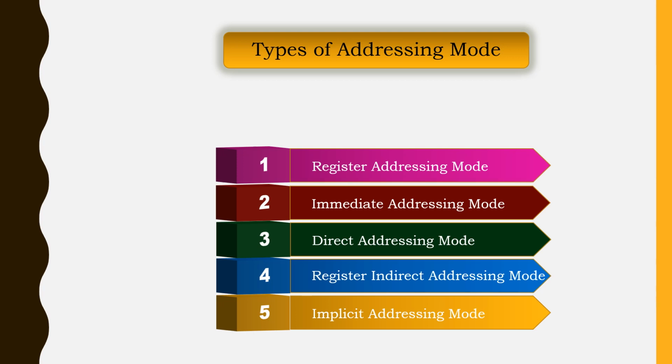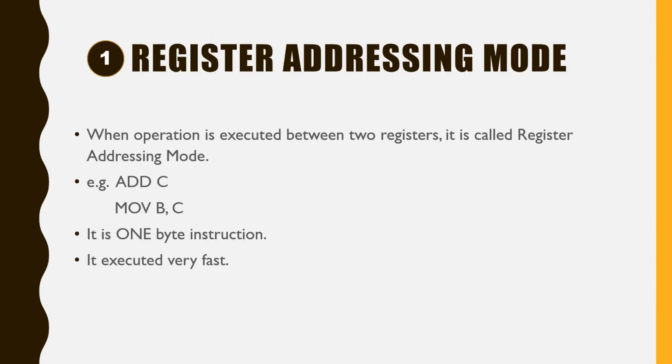Next is register addressing mode. First of all, this is register addressing mode. How do we recognize that an instruction belongs to register addressing mode? Whenever the operation or execution is done between two registers, it is called register addressing mode. For example, here they have given ADD C. Look at the slide. Here they have given ADD C.